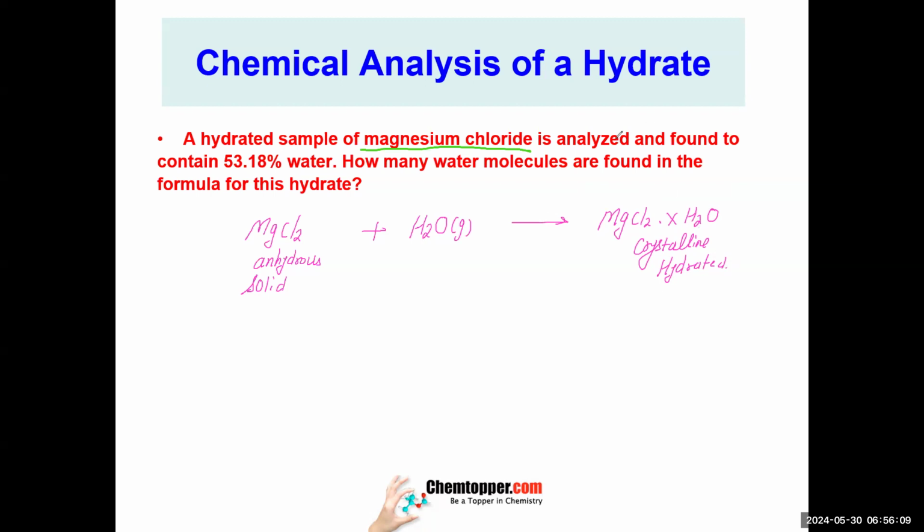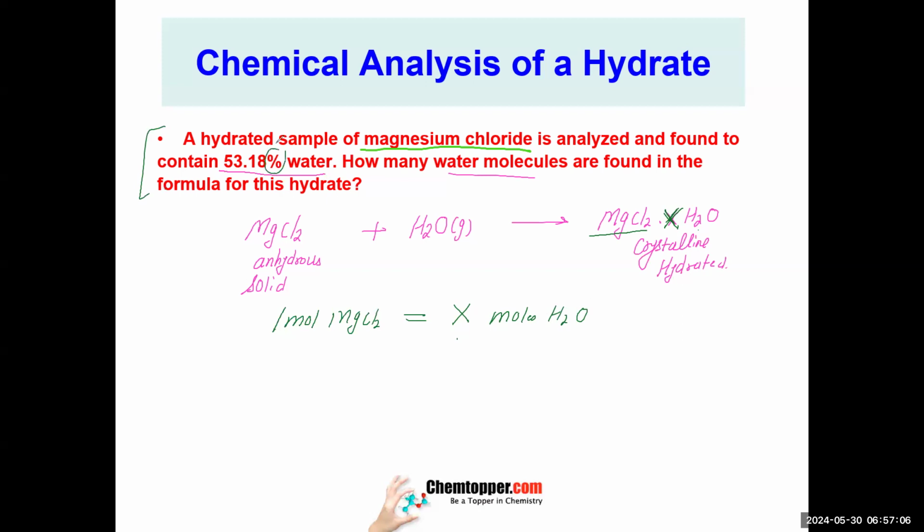They say it is analyzed and found to contain 53.18% water. How many water molecules are found in this formula? So what do I have to calculate? X means in one molecule, how many water molecules are there? Or you can say in 1 mole of MgCl2, there are X moles of water. My aim is to calculate X. What do I know? I know this MgCl2·XH2O formula. What else is given to me?